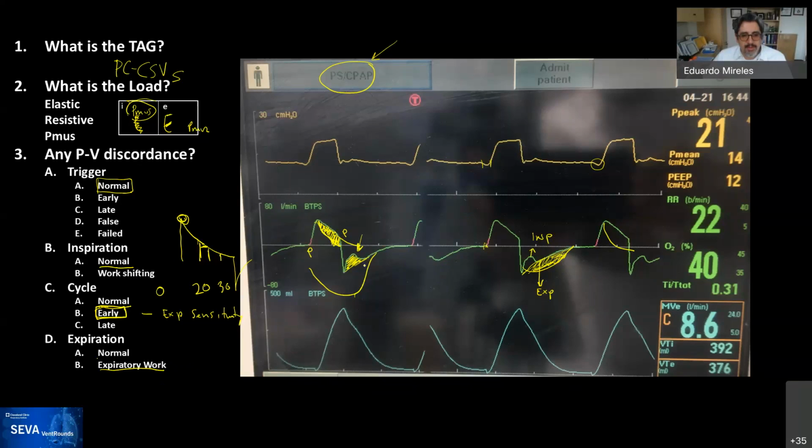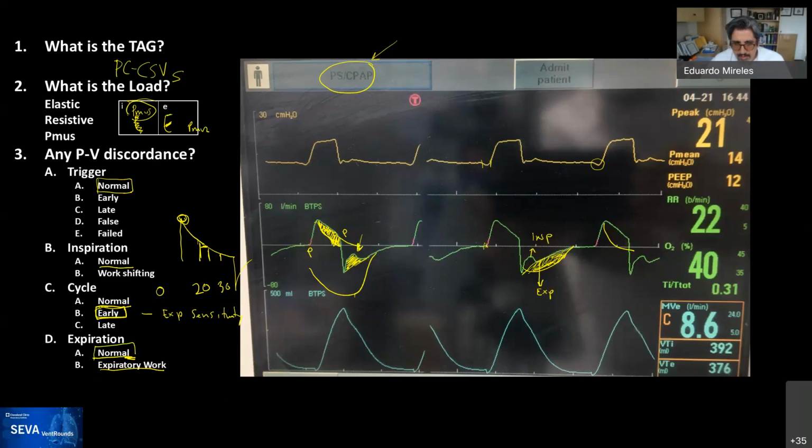In terms of expiratory work, maybe a little bit of activity, but I would call it more normal than anything. So in summary, this is pressure control CSB with spontaneous breaths. There you see evidence of activity during inspiration. The trigger is normal. The inspiration seems to be normal with some amount of work shifting. And the cycle is early. The way to change that would be to change your expiratory cycle off value. And then in terms of expiration, it's essentially normal expiration.